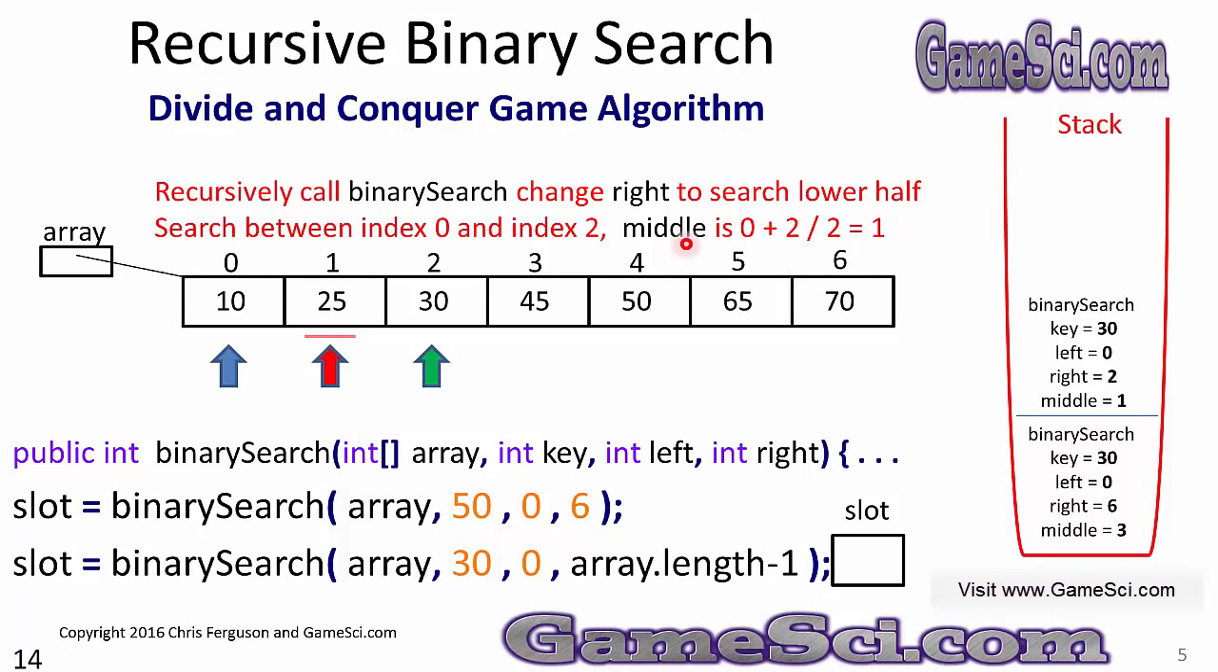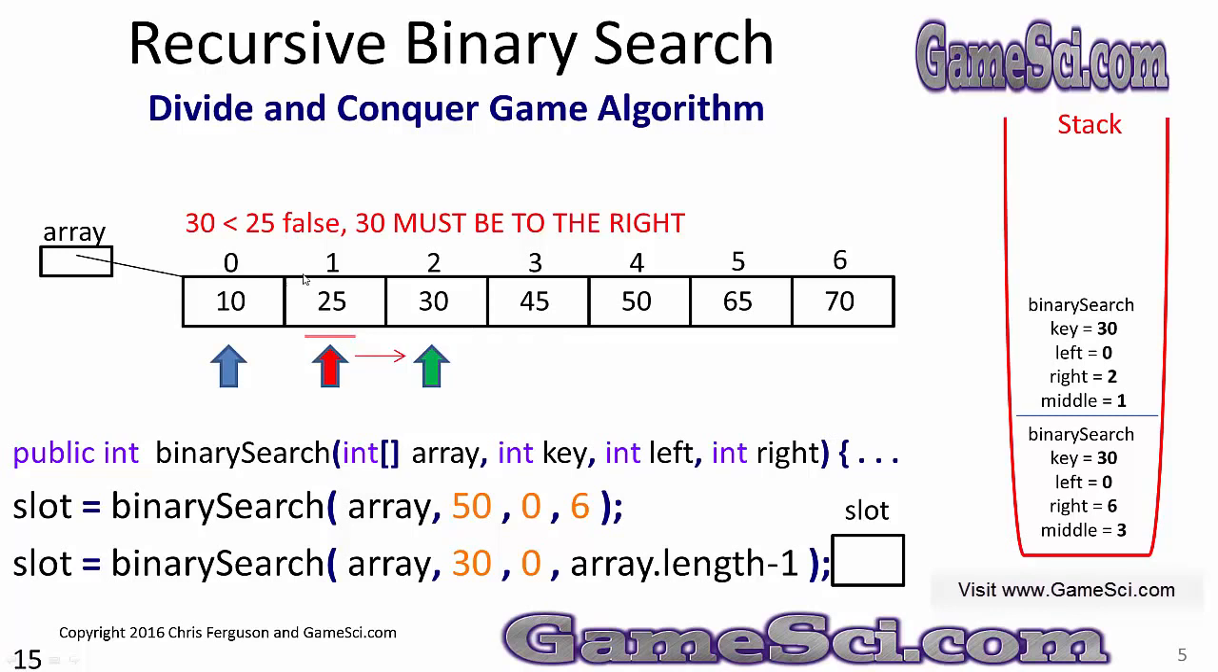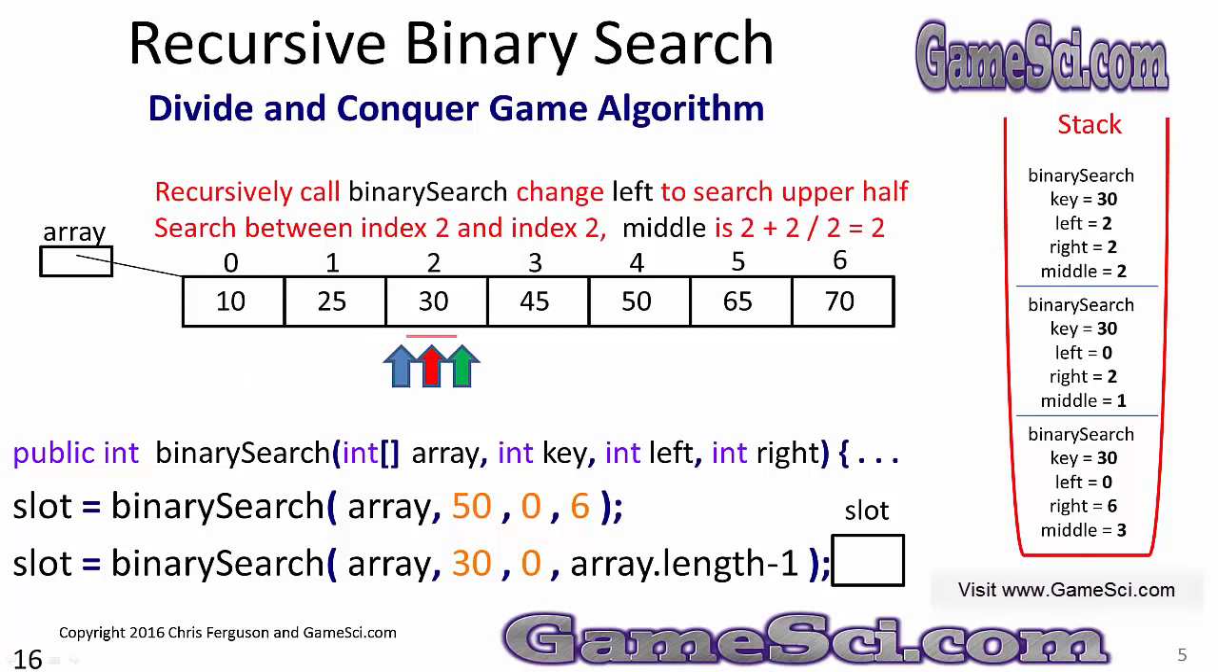And when we calculate the middle, 0 plus 2 divided by 2 is a 1. The middle of this search range is subscript 1. So how do we search this smaller range? Recursion, of course. 30 less than 25 is false, so we need to go to the right. How are we going to go to the right? Recursion. We recursively call binary search, and we'll change the left parameter this time to search the upper half.